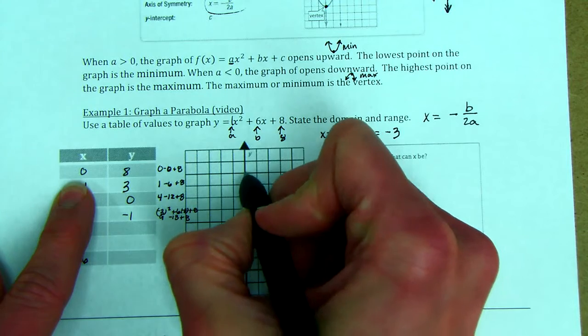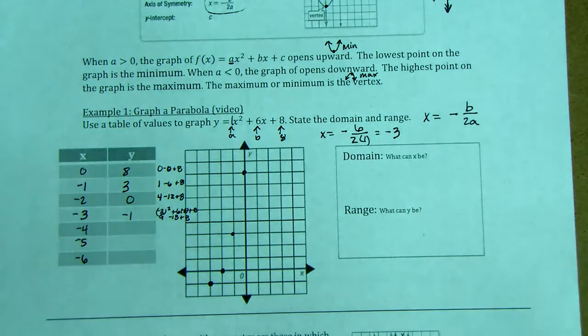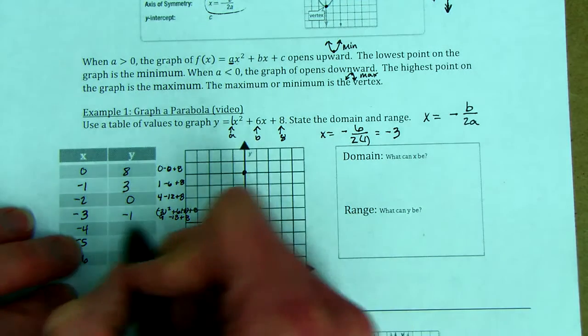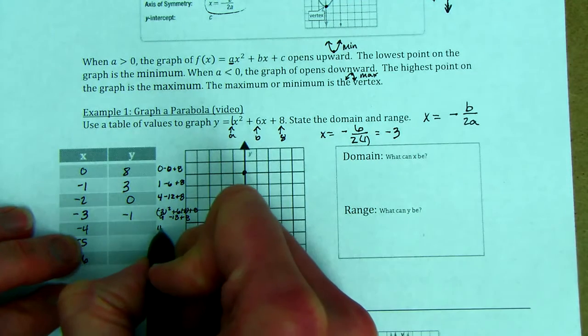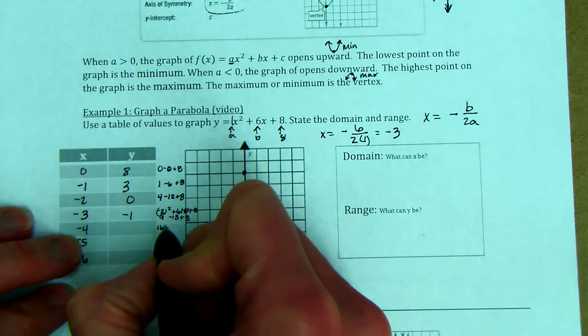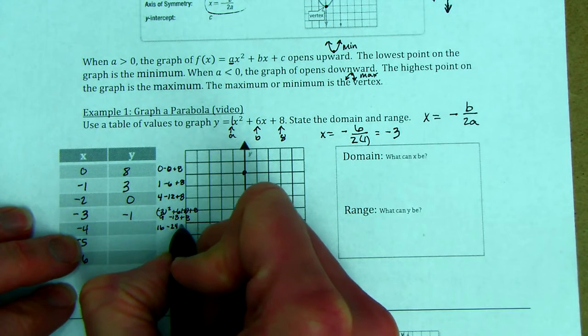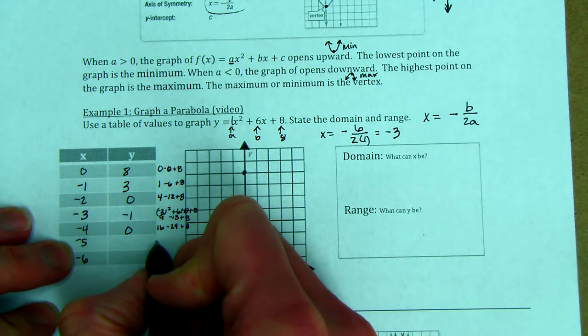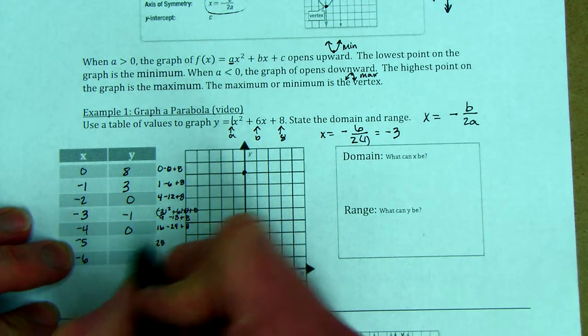Now, it's symmetric, so a negative 4 better come out as 0, but I'm going to double check. Negative 4 squared is 16. Negative 4 times 6 gives me negative 24 plus 8. And does that come out as a 0? Yes, it does. Negative 5 squared is 25. Negative 5 times 6 is negative 30 plus 8 gives me a positive 3.